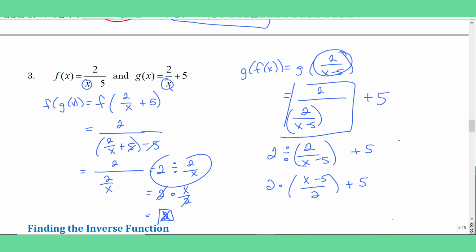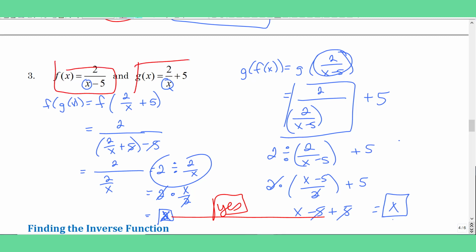That's looking much better. I can reduce that, and that goes to 0. And this is x. Yes, these are inverse functions because f of g of x is equal to x, and g of f of x is equal to x.